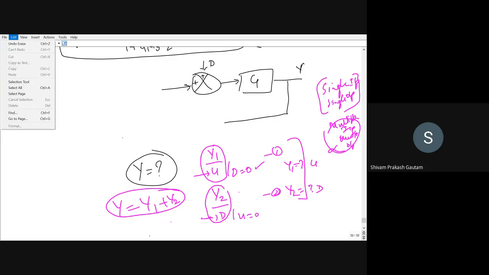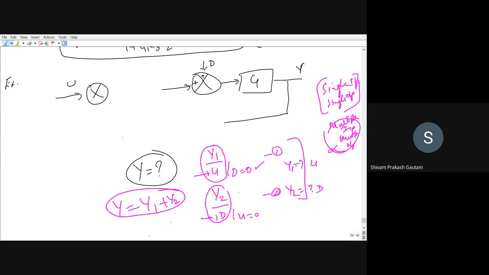Okay. Let me redraw the circuit. So we have an input U going to the positive terminal, and this is our H, which was going like this. This was our negative, and here it was C. Right? Now we are considering U equal to 0.